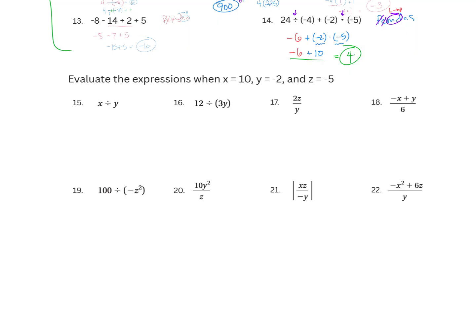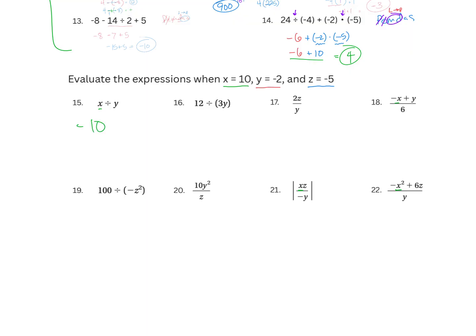Now we are evaluating expressions when x is 10, when y is negative 2, and when z is negative 5. So I don't want you to get crazy with this, but in theory, we could just go through here and be like, okay, that's an x, that's going to be 10. There's an x, that's going to be 10. Everywhere you see an x, it's going to change into a 10. And the same thing with y and z. Okay, so here we go. I'm not going to try and color code them all.